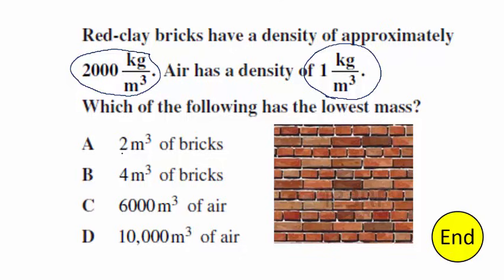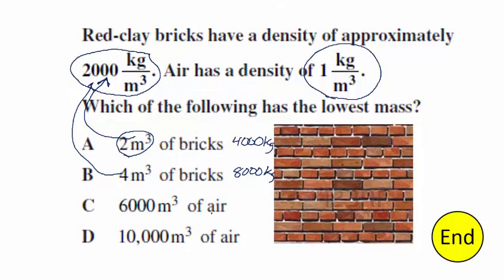So we have 2 cubic meters of bricks. Relating that directly back to the number 2,000 per 1 cubic meter, this would weigh, and I'm going to put these numbers here, 4,000 kilograms. That's a lot. That's more than a car. 4 meters cubed of bricks would be 4 times 2,000, or 8,000 kilograms. So even more. So right now we haven't done anything except apply numbers.